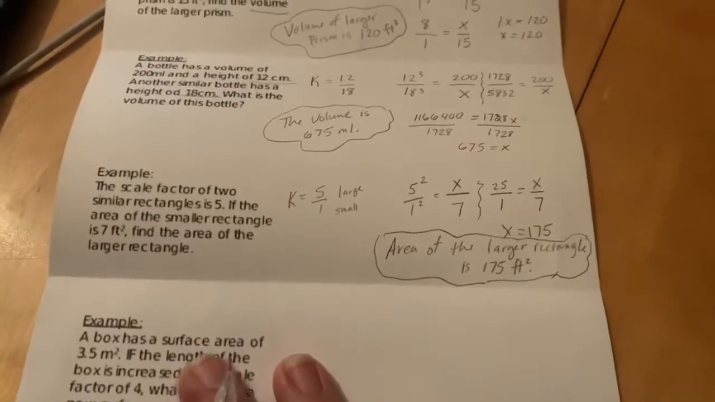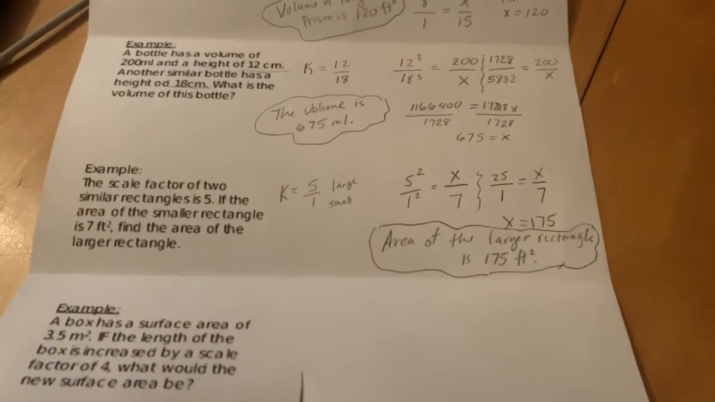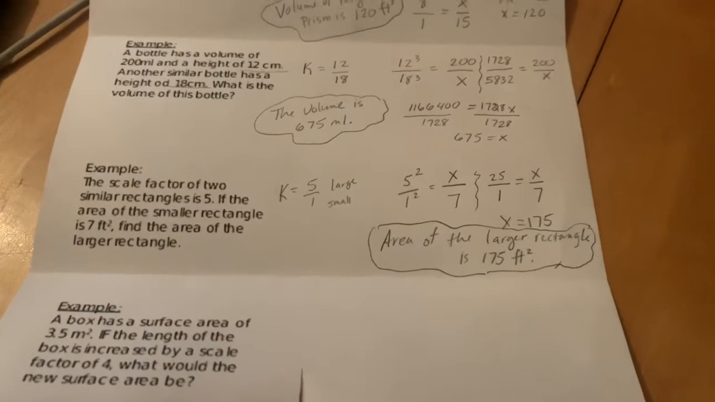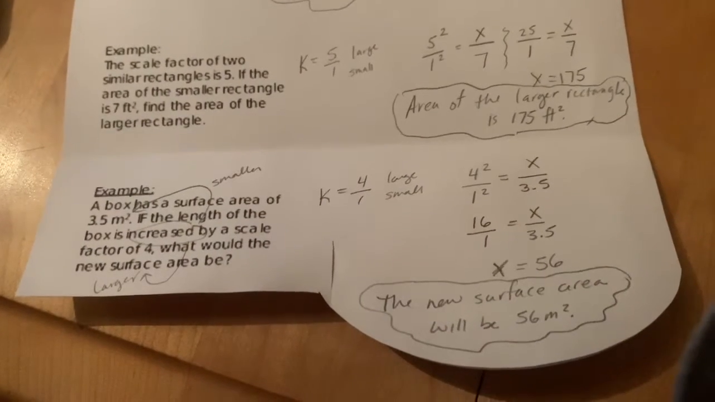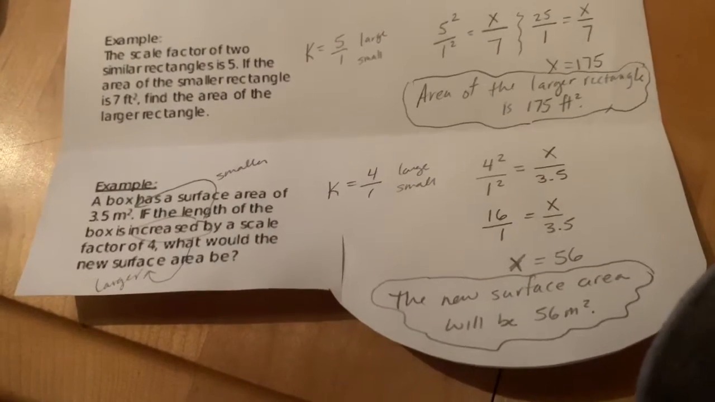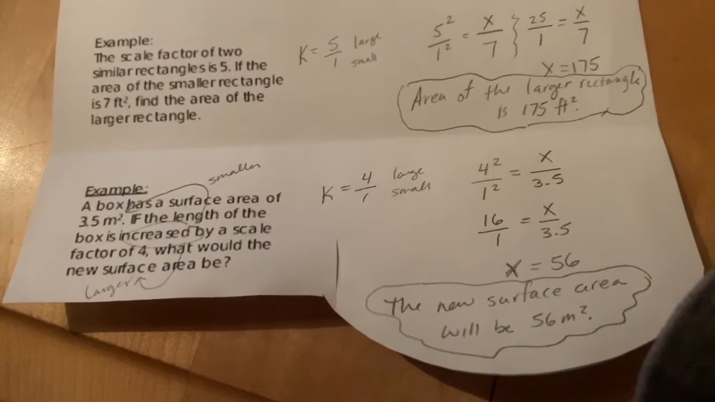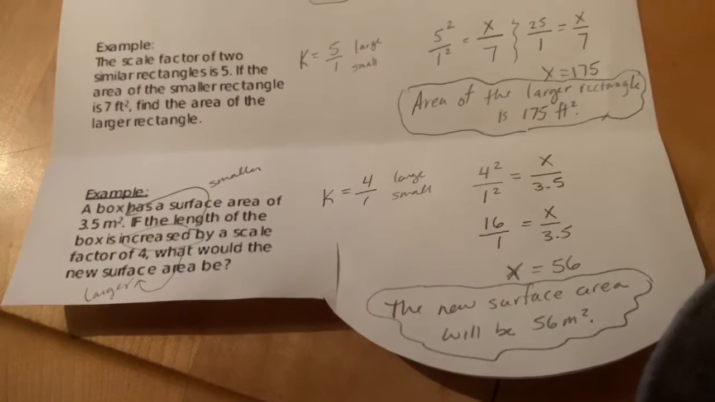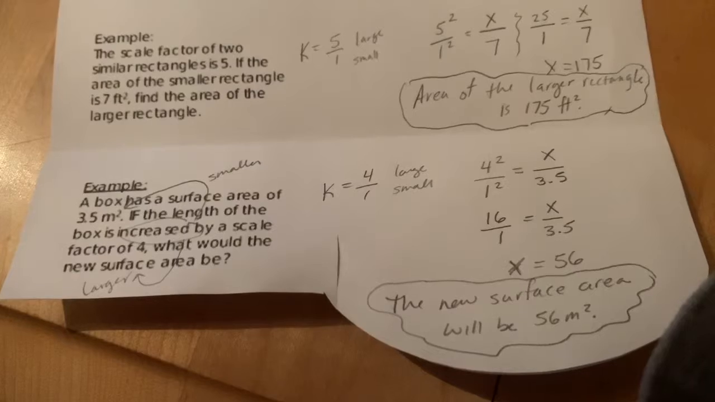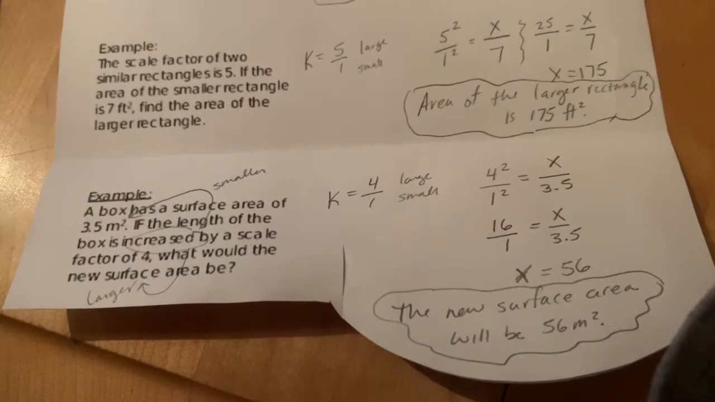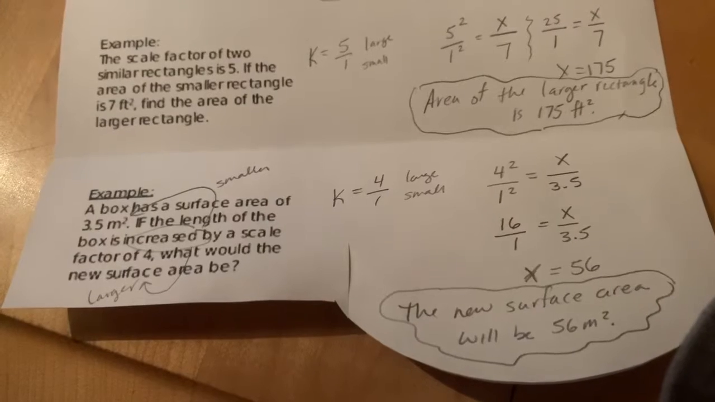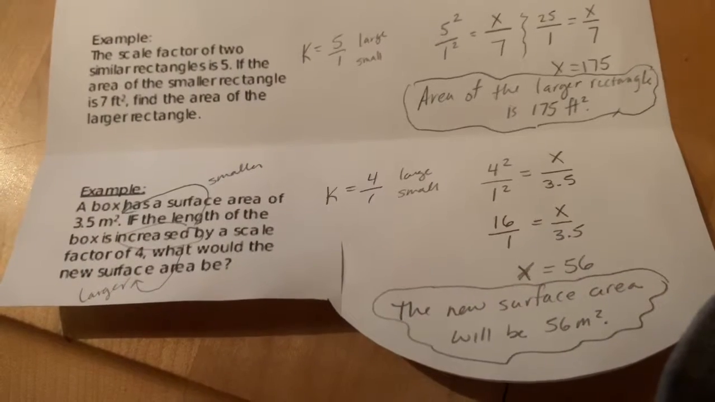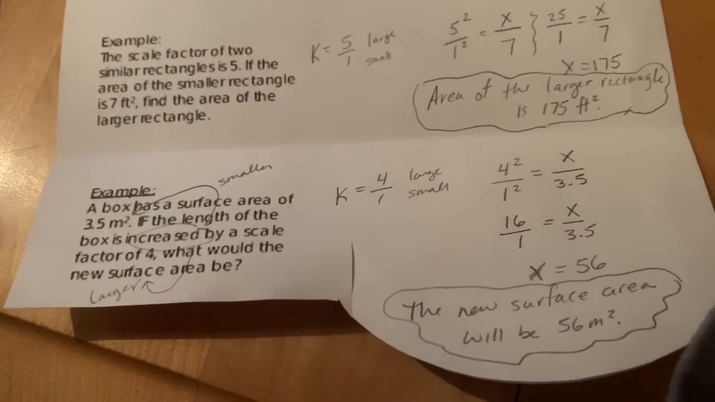There's that one. So here would be a good time for you to pause it again and try and see if you can figure out the second problem, and then check back to make sure you're correct. Okay, here's my work for the second problem, and let me go through a quick explanation of it. So a box has a surface area of 3.5 square meters. If the length of the box is increased by a scale factor of 4, what would be the new surface area?